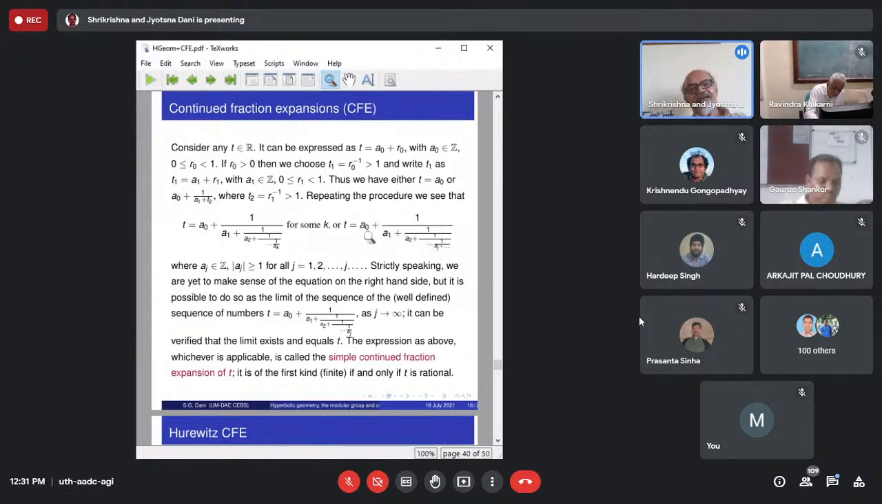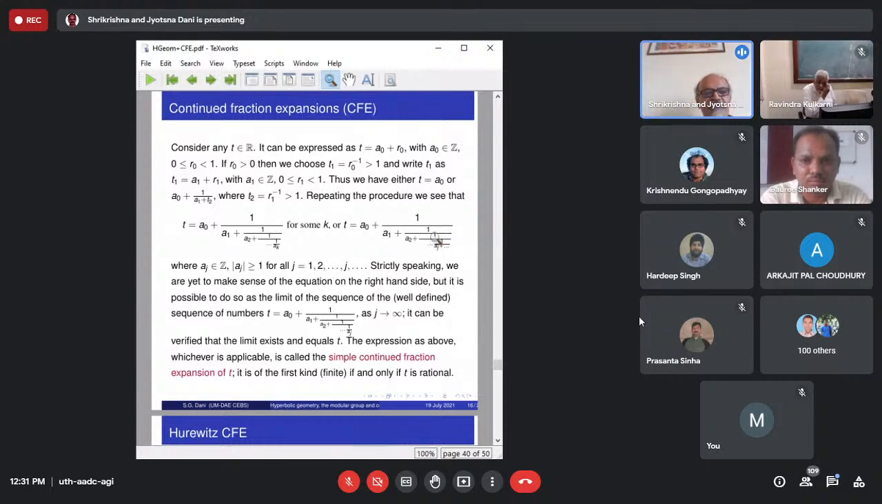So for each finite step, you look at only that fraction. Now you have a sequence of rational numbers. And what it means to say that t equals this with the dot dot dot is that this sequence of rational numbers that you get, if you ignore the part after some stage, each of these, of course, is a rational number. So this sequence of rational numbers converges, and not only does it converge, it actually converges to t. And that is the sense of writing t equal to this.